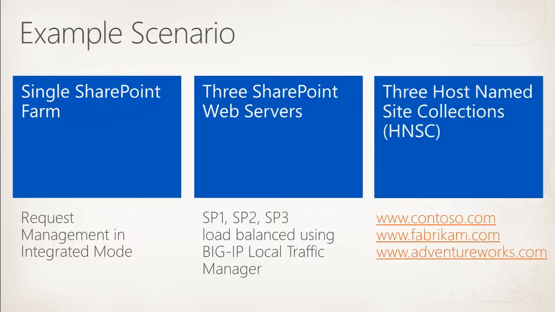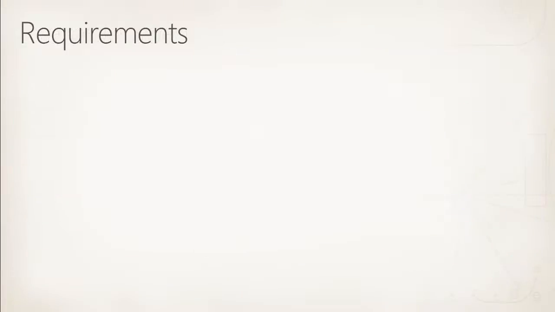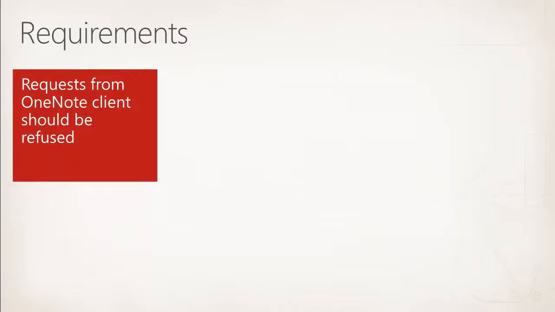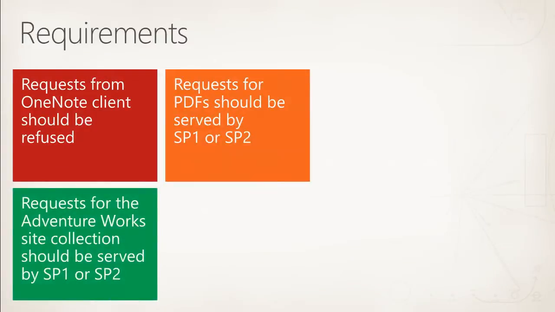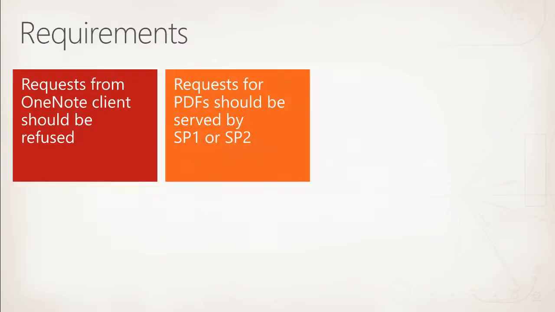And then I have 3 hostname site collections, one for Contoso, one for Fabricam, and one for AdventureWorks. And I've concocted some completely bogus business requirements to show the feature. I want to deny or refuse all of the requests from my OneNote client application. The OneNote client is kind of heavyweight, and during certain periods of the day, I don't want that to have a negative impact on performance, so I'm going to refuse those requests.